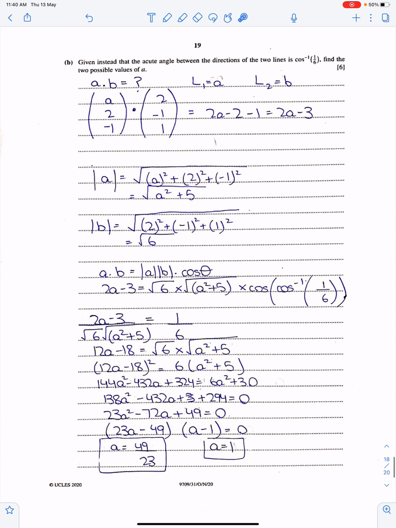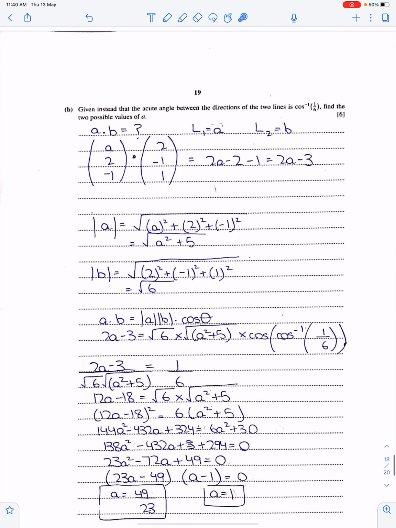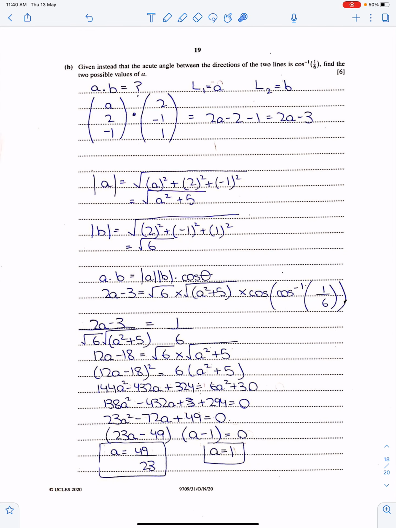The next part of this question, part B: given instead that the acute angle between the directions of the two lines is this, find the two possible values of a. For that we need to use the scalar product. So we need the direction vectors of both the lines. This is the direction vector of the first line and this is the direction vector of the second line. This is Q and this is P, let's suppose, or A and B. So line 1's direction vector is A, line 2's direction vector is B.